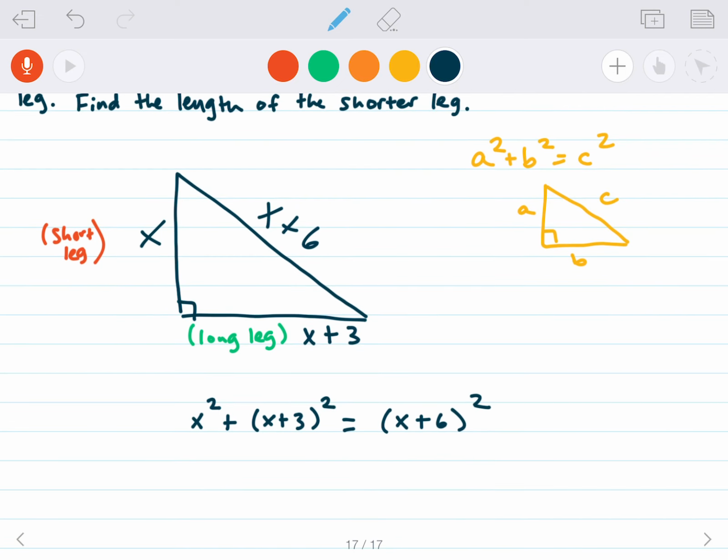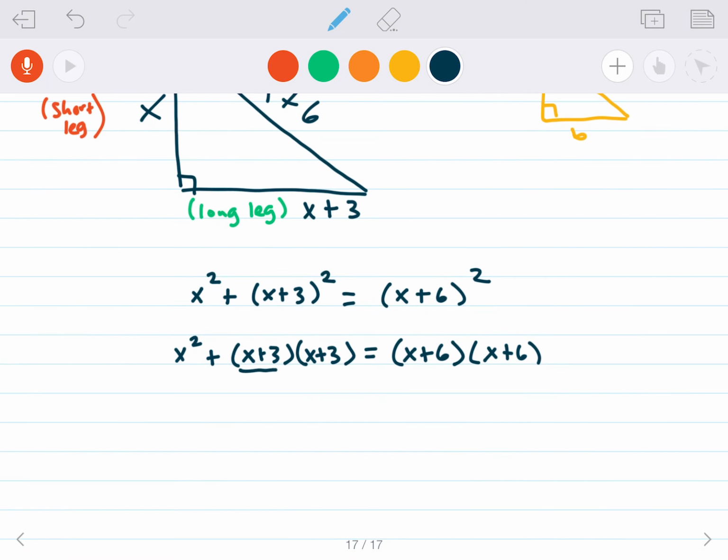Here what we can do is just expand it out. So (x plus 3) squared is just x plus 3 times x plus 3, and the same thing for x plus 6: (x plus 6) squared is x plus 6 times x plus 6. And we can FOIL these binomials out. So over here, if we do first, outer, inner, last: first, x times x is x squared. Outer, x times 3 is positive 3x. Inner, 3 times x is positive 3x. And last, positive 3 times positive 3 is positive 9.